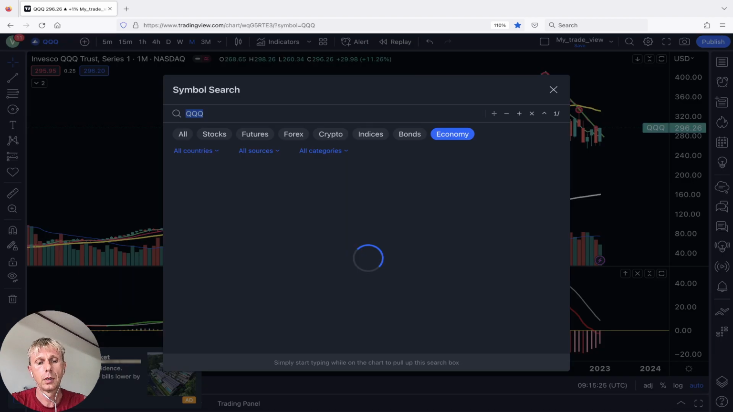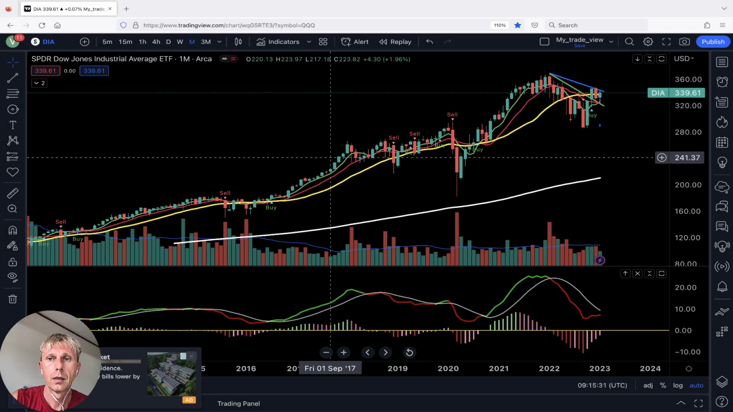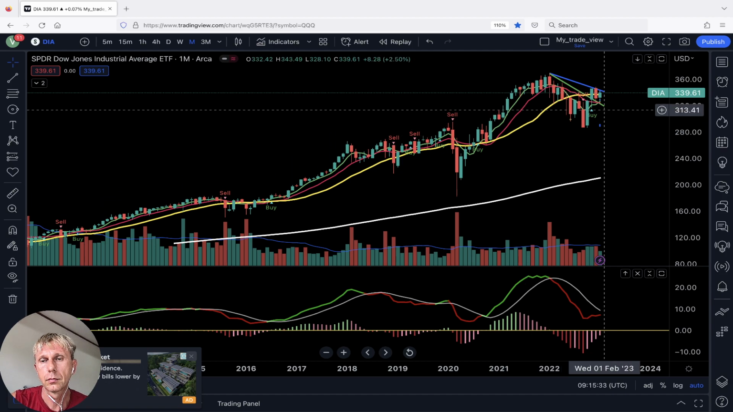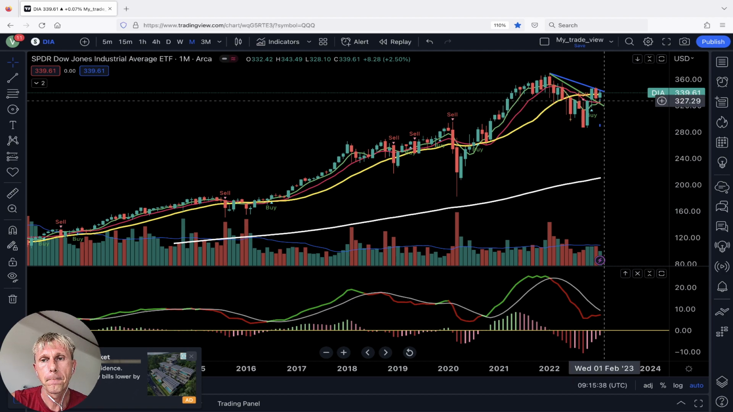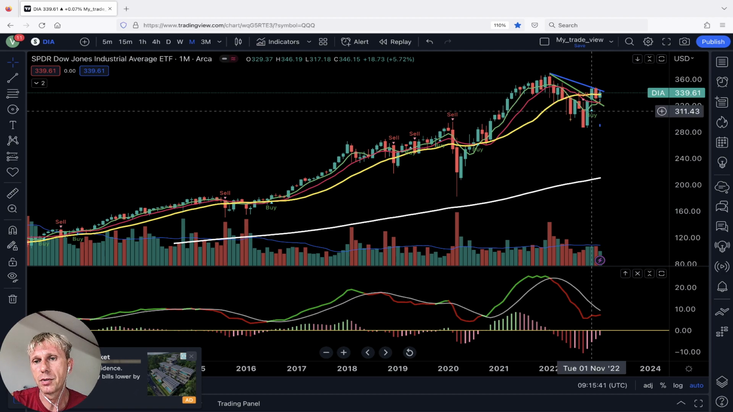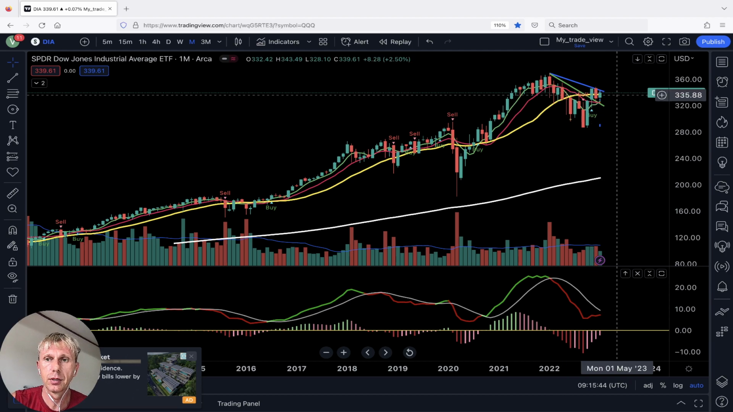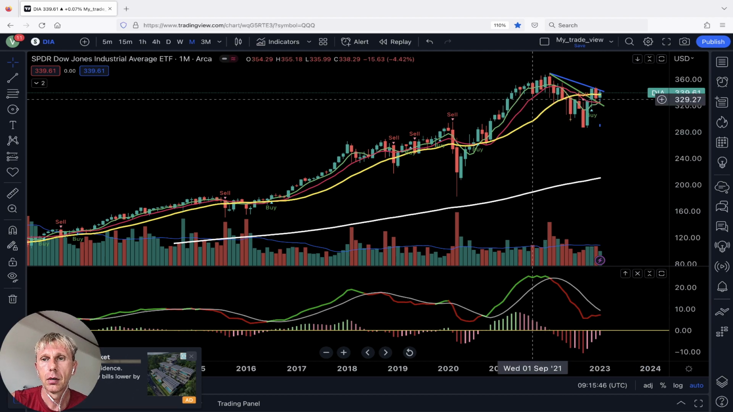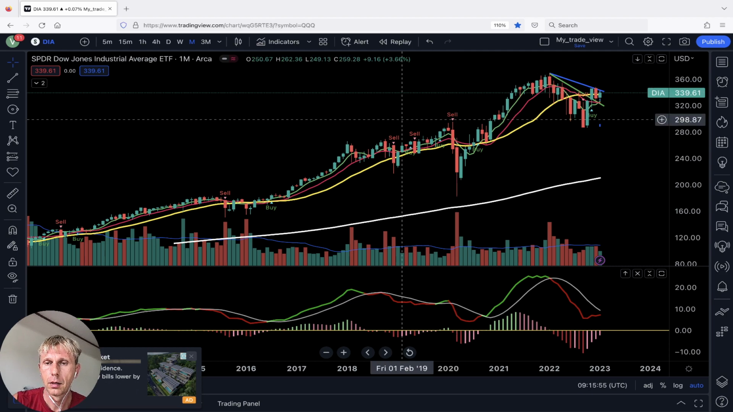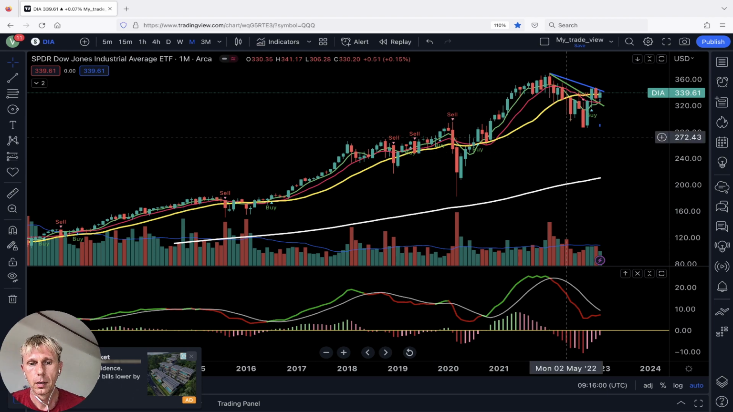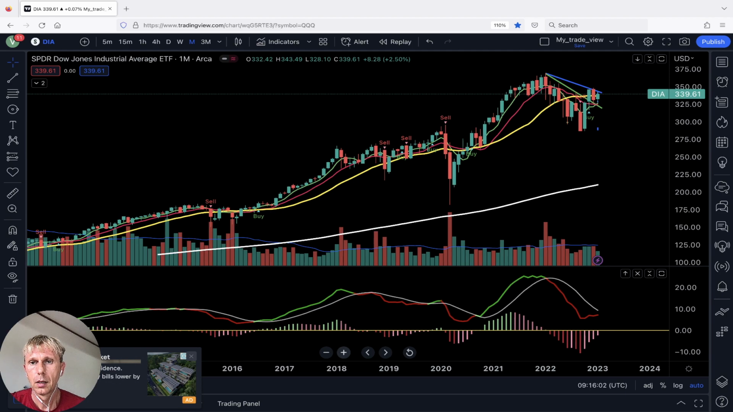Let's move to Dow Jones. Dow Jones MA5 did bullish crossover. It's a bullish signal, and Dow Jones on monthly time frame. Let's see. Let me maximize it.